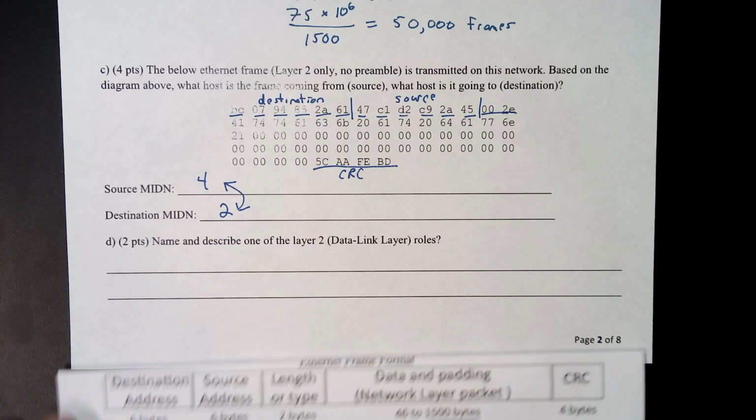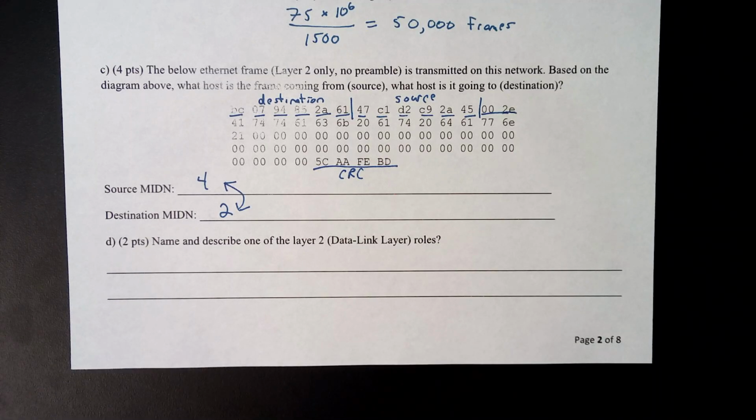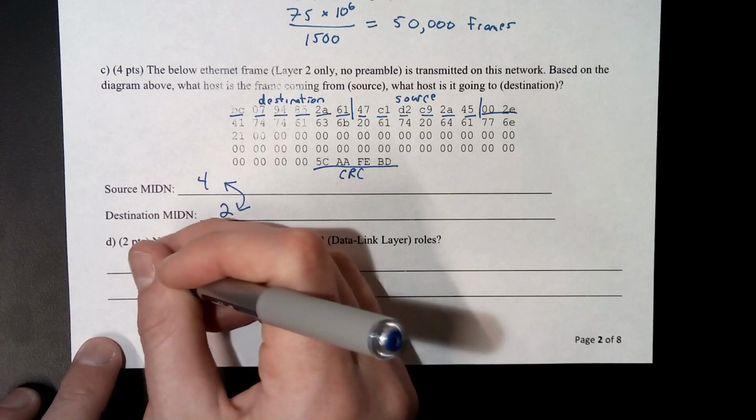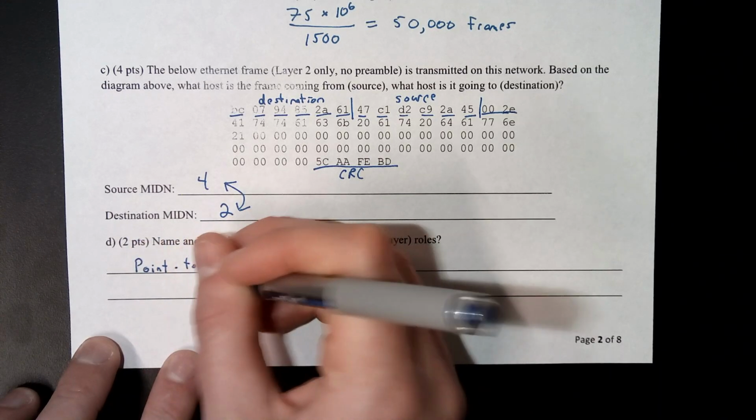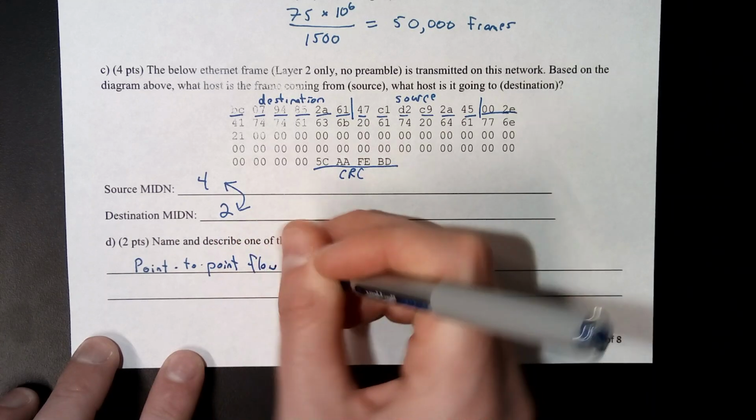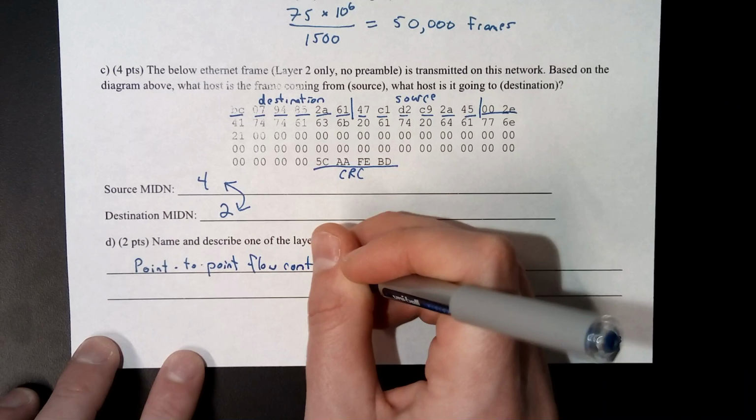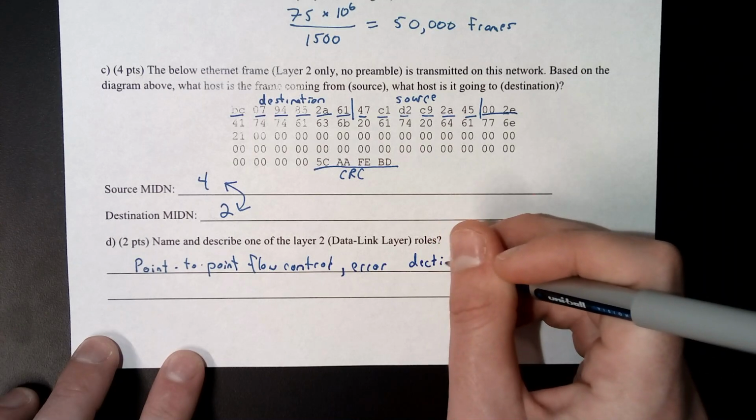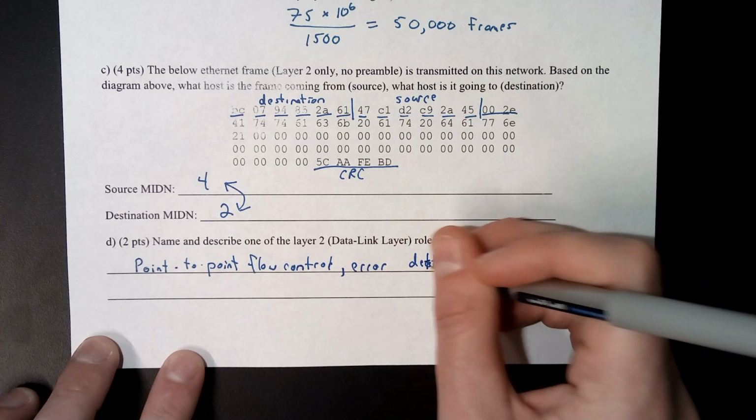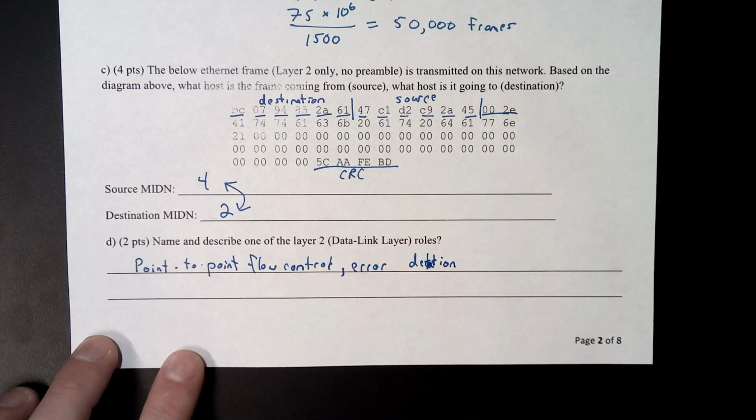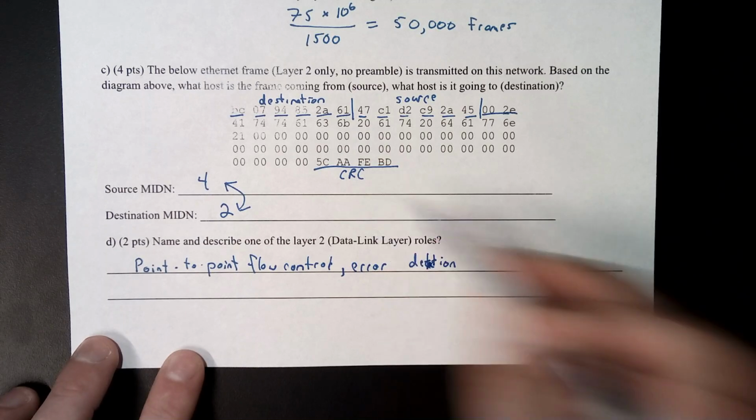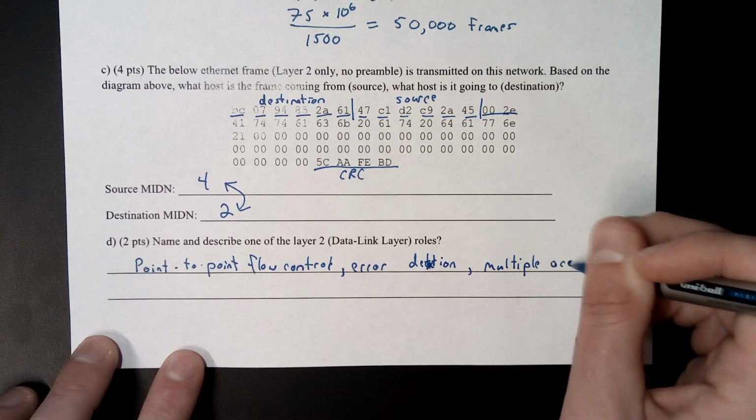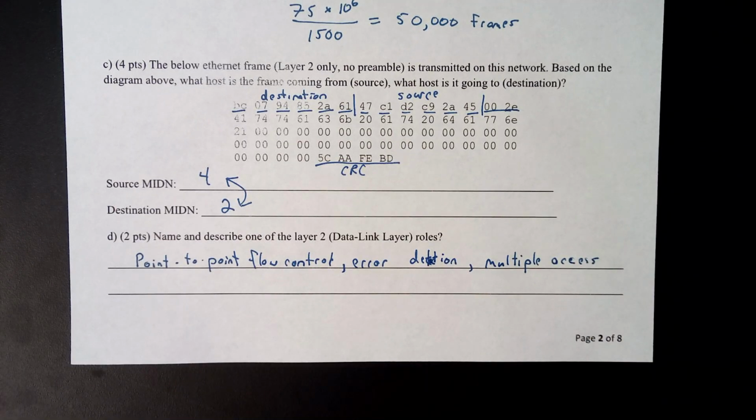And then last part, what is the role of layer 2 data link layer nodes? I think on the solution it says point to point flow control. You could also say error correction, or error detection. Error detection, we have the CRC there, that's what that's for. We could also say multiple access. There are a lot of potential answers, those are a couple of them. So that's it for the first question.